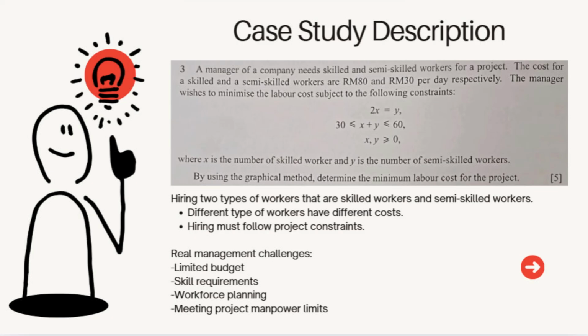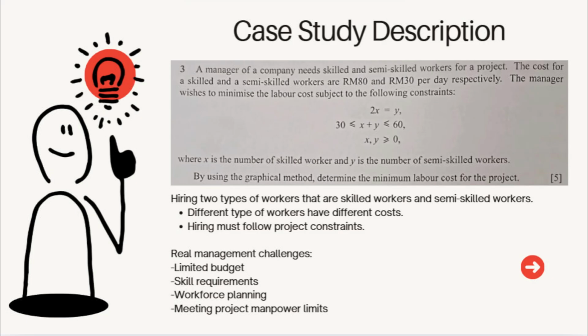This case is based on a very common real-world challenge that many project-based companies face: how to allocate limited labor resources while keeping overall costs as low as possible. The company in our scenario needs to hire two types of workers: skilled workers, who are paid higher wages because of their expertise, and semi-skilled workers, who earn less but still play critical roles. Like most organizations, this company operates under tight constraints: a limited budget, specific skill mix requirements, and restrictions on total headcount.